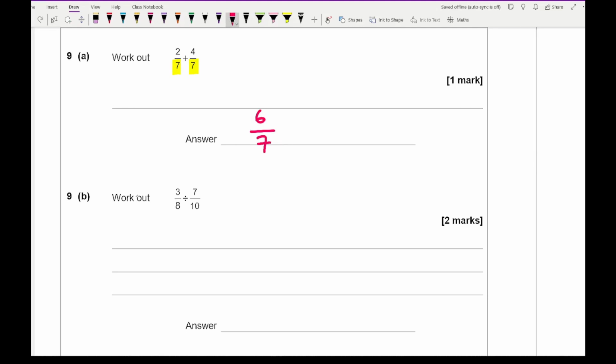For 9b, we're dividing, so we keep the first fraction, we flip the second fraction, and we replace the division symbol with a multiply. So 3 times 10 is 30, and 8 times 7 is 56. And I can simplify that fraction by dividing by 2, by 2. So we get 15 over 28.